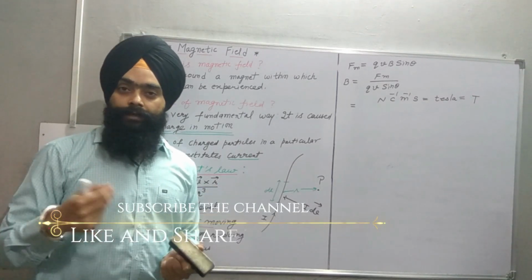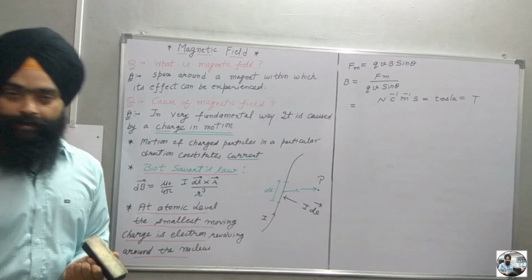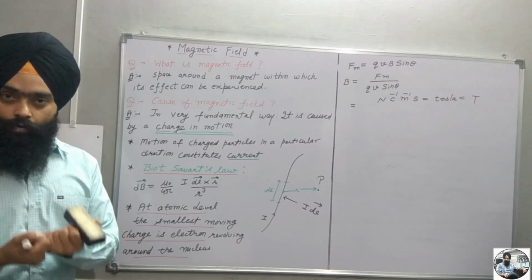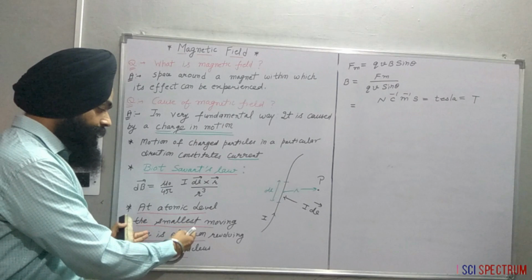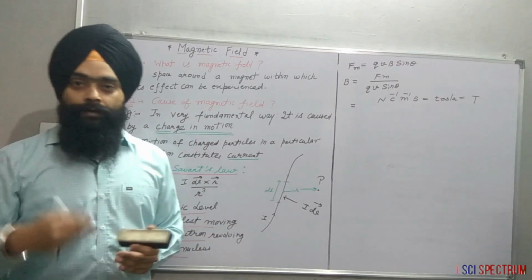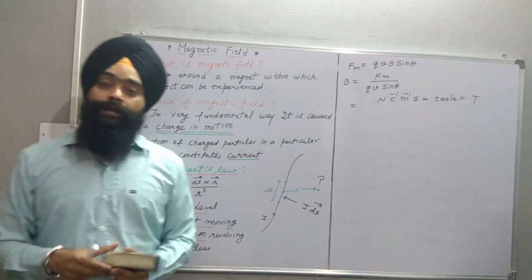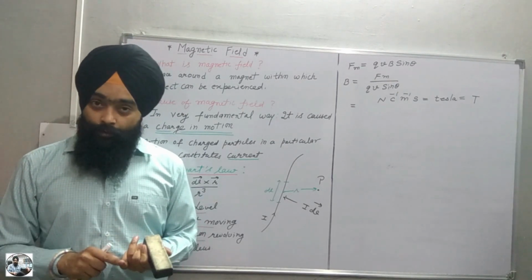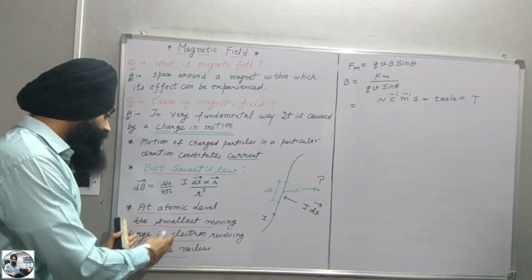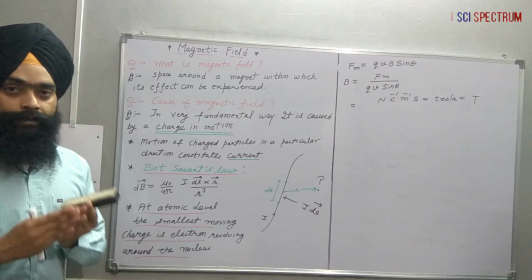This is the macroscopic form of the magnetic field. If I talk at the atomic level, the smallest current element is the electron revolving around the nucleus. We will discuss this portion later on, and it is very much responsible for the magnetic characteristics of the elements. Due to this, we will explain diamagnetic, paramagnetic, as well as ferromagnetic properties. So keep in mind that the smallest current at the atomic level is the electron revolving around the nucleus.